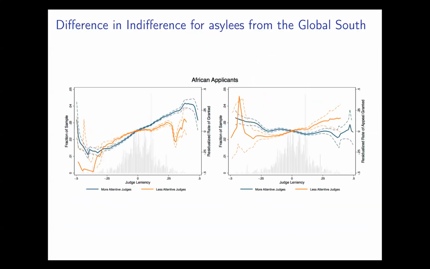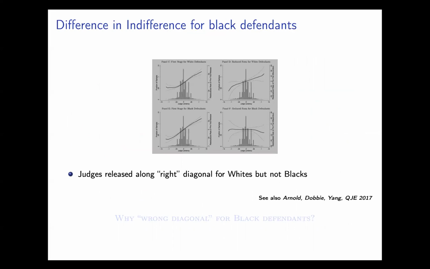We can also see difference and indifference for asylees from the global south, from Africa, and difference and indifference for Black defendants by bail judges, who release along the right diagonal for the white defendants, but not for Blacks. So why do we see the wrong diagonal for Black defendants?